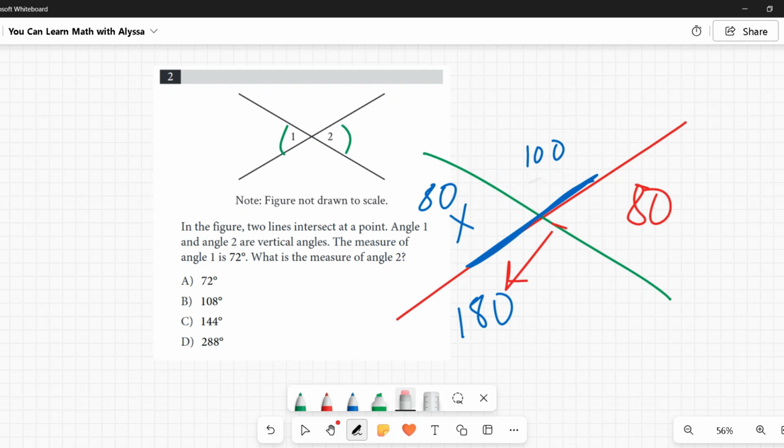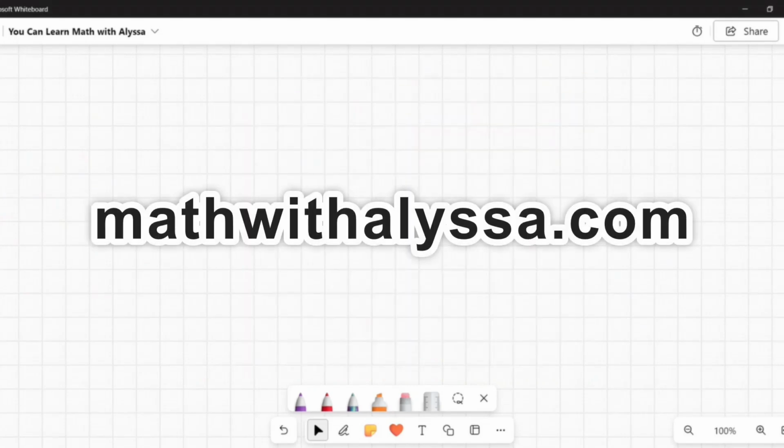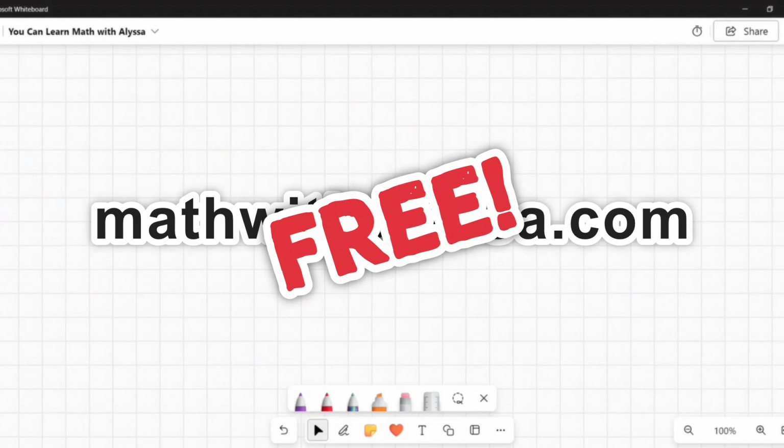But that's all they're testing, that knowledge. You don't have to do any math with it on this occasion. Some problems in the SAT you might, but this one you don't. They're telling us angle 1 is 72 degrees. They want to know what angle 2 is. It's congruent. It is also 72 degrees. That is A.